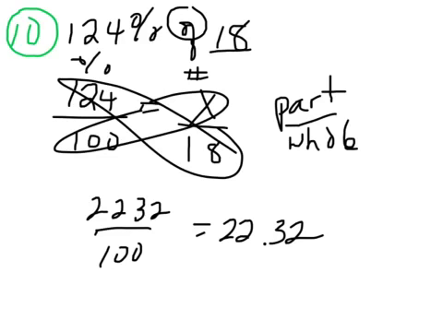And if you keep forgetting that rule, that's how you can always do it. You can always take a fraction, divide it out, and get a decimal.